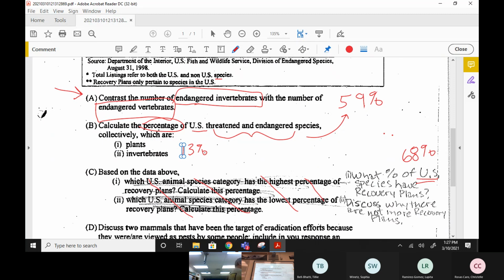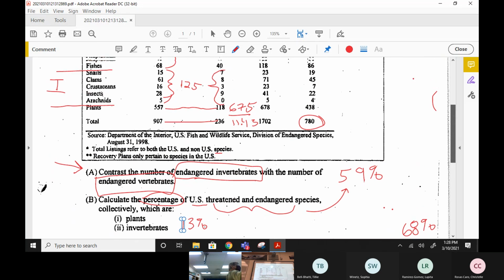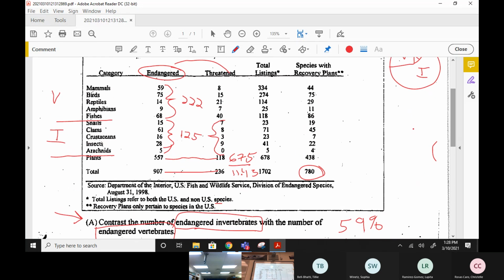Part 2, discuss why there are not more recovery plans. Basically, that's 2/3 of them have recovery plans, huh? What about the other third? 1 in 3 species don't have recovery plans yet? What happened to them? Why have we left them out?